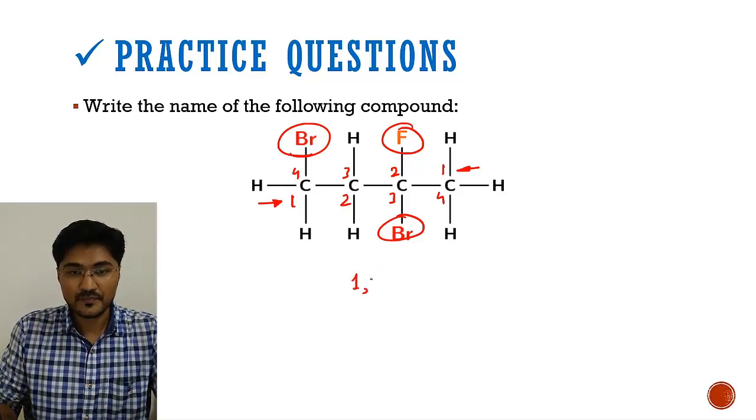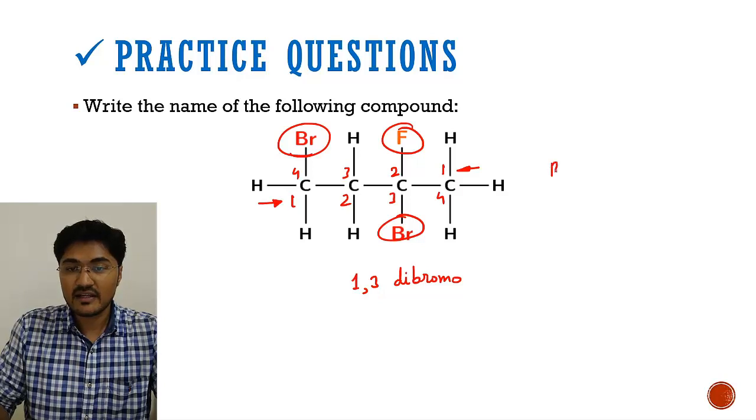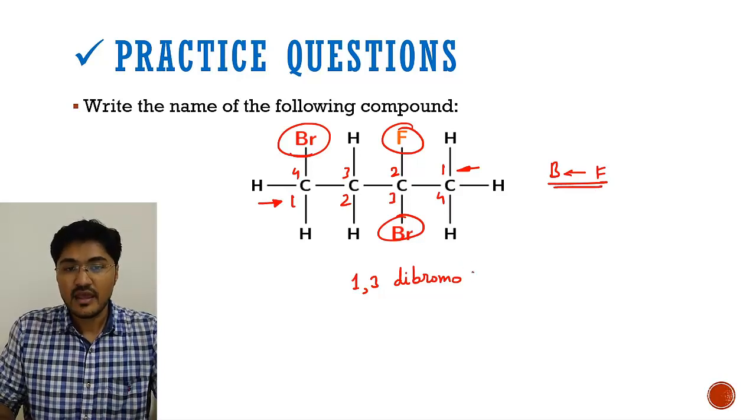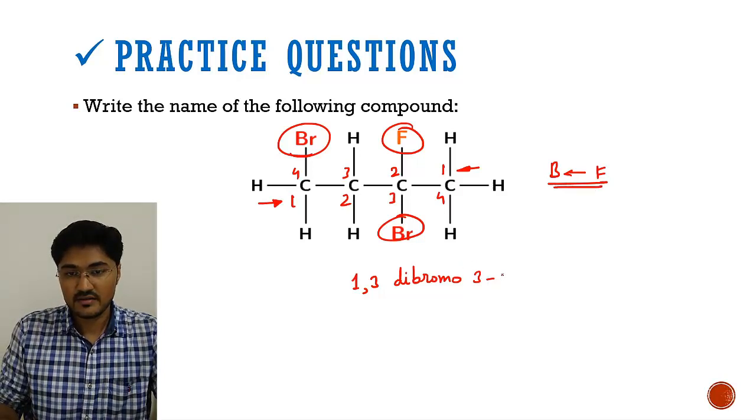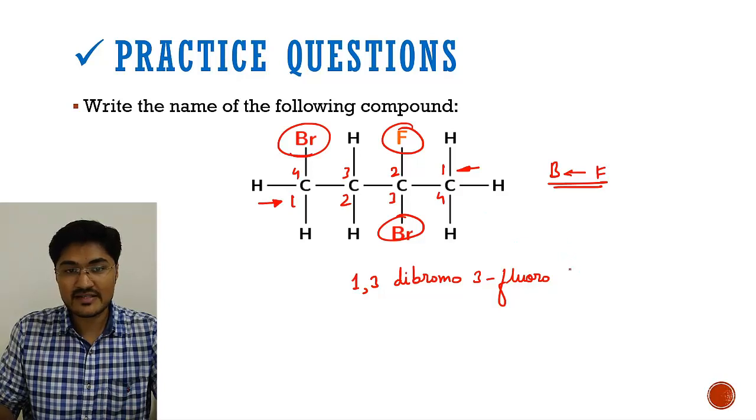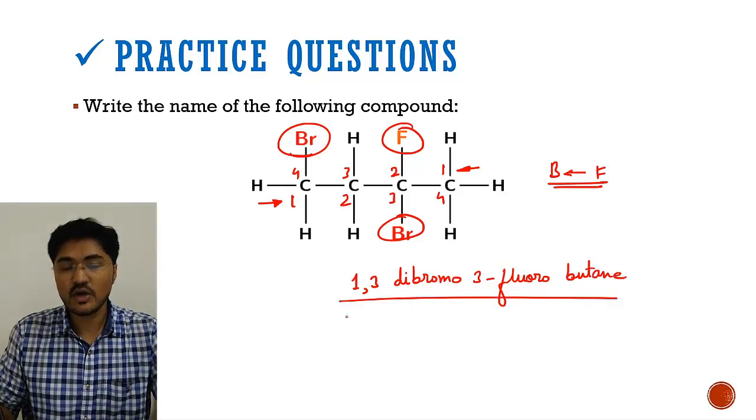So it becomes 1,3-dibromo. Now b alphabetically comes before f, and hence we write bromo first. Then 3-fluoro, and we have 4 carbons, so it's an alkane, single bonds, so it becomes butane, and that's your final answer.